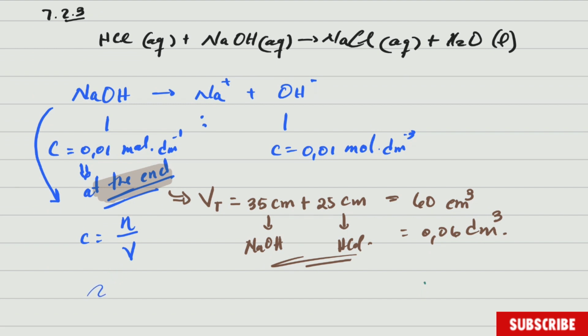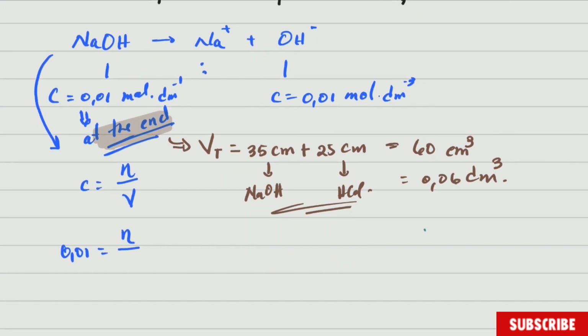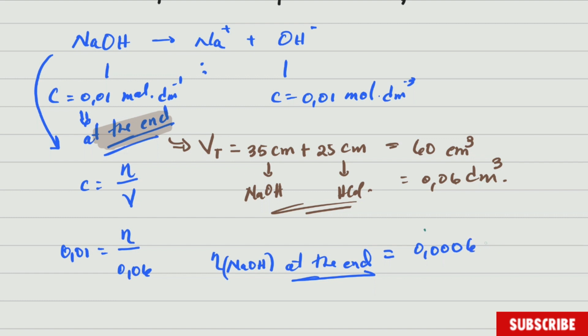Therefore, if we calculate here, we have the concentration is 0.01, and this is equal to number of mole. We're looking for the number of mole of the sodium hydroxide at the end of the reaction. Alright, divided by 0.06, and then the number of mole of NaOH at the end. Alright, this is equal to 0.0006 mole, but let's write it in scientific notation, 6 times 10 to the minus 4 mole, because the number is a little bit too small.